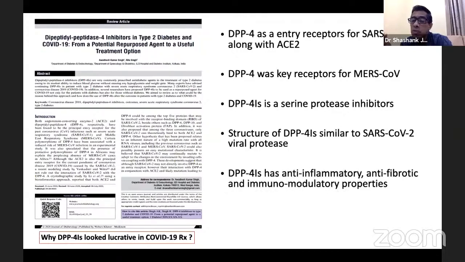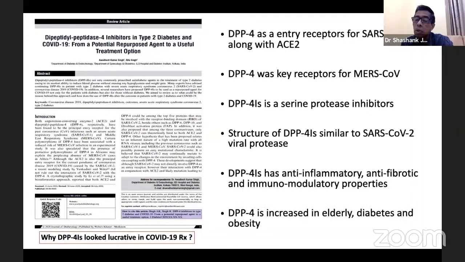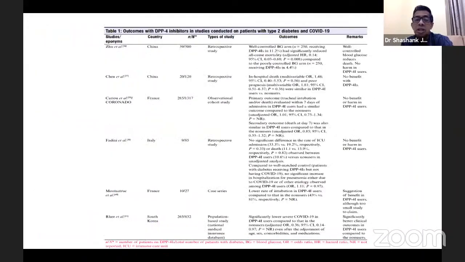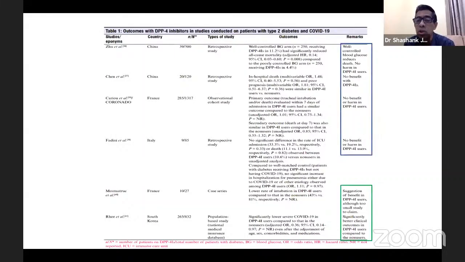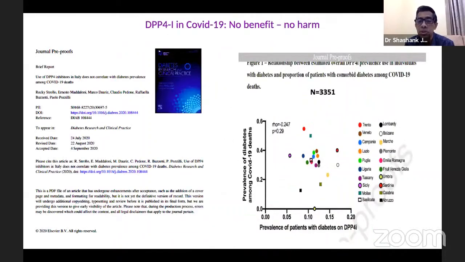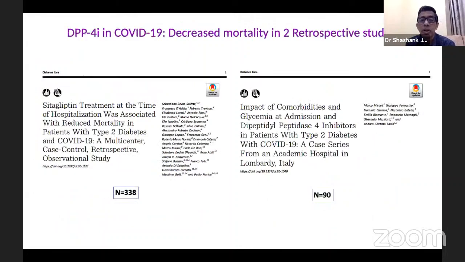And if we give DPP4 inhibitors, they could have anti-inflammatory and immunomodulatory properties. DPP4 levels in elderly, diabetics, and obesity are increased. So there's a lot of retrospective and observational data suggesting that people who have used DPP4 inhibitors, looking at outcomes of COVID-19, and we are also compiling our own data, show some potential benefits. Clearly some data showed no benefit, no harm. Retrospective data showed decreased mortality.